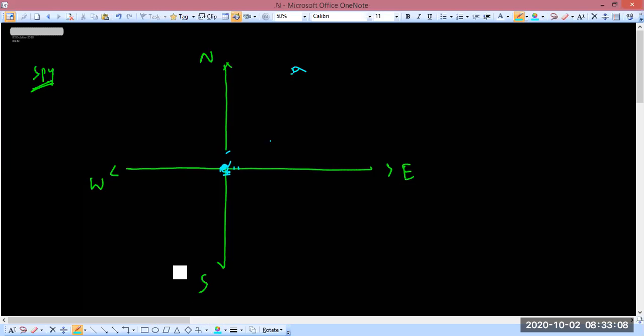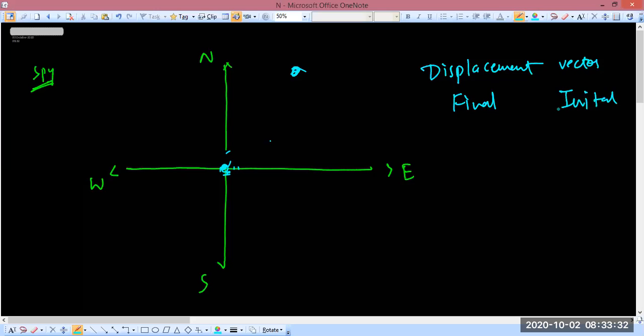So now, if you would think about displacement vector, okay, think about displacement vector. Again, displacement vector is a vector drawn from initial position to final position, right? I hope you remember that. From initial to final, just use the photo method. So from here to there, correct? That would be the displacement vector.